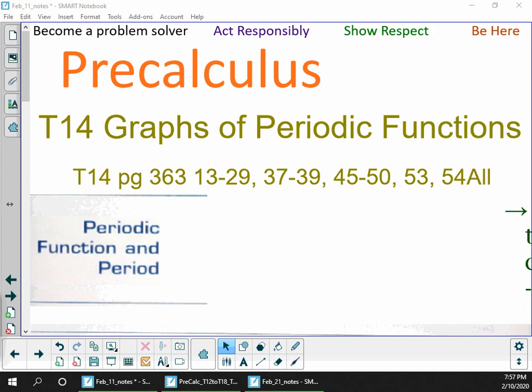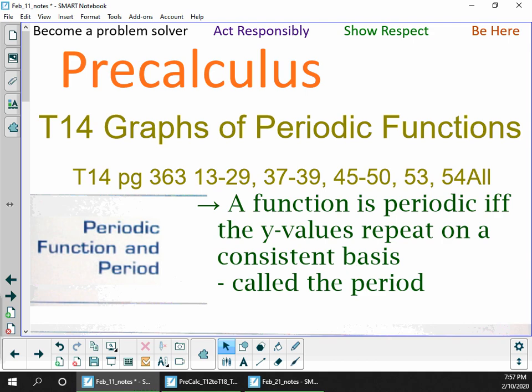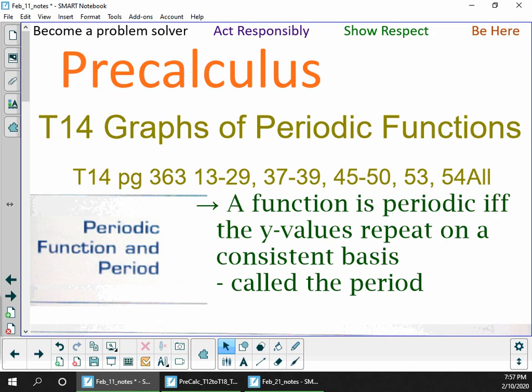So really, what we want to talk about today is what is a periodic function and what is its period. Well, let's take a look real quick here. A function is periodic if and only if the y values repeat on a consistent basis. And that consistent basis is called a period. How often are these y values repeating? And they can't just repeat once.